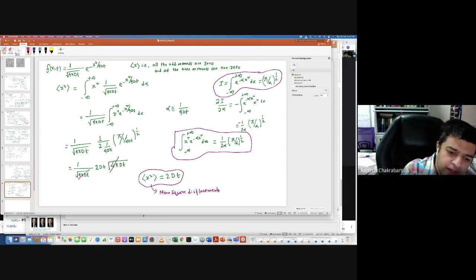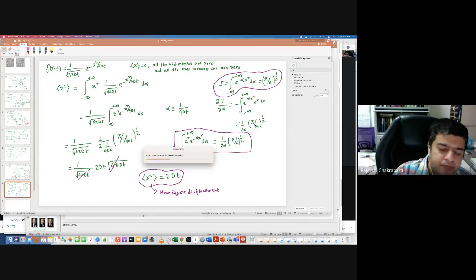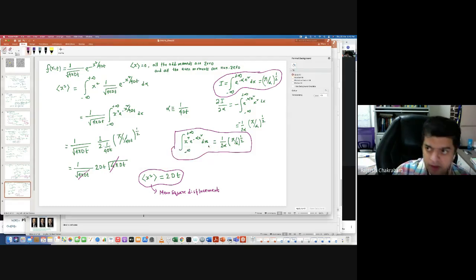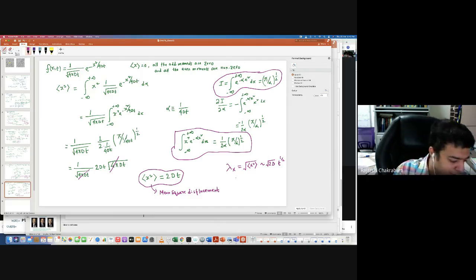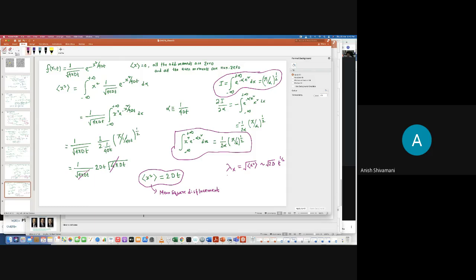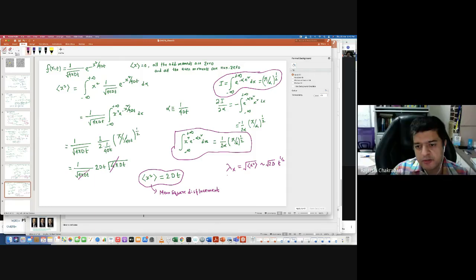But if it is like this, I can always calculate what is known as the square root of this, which is going to be root 2Dt. Is this clear? This is the mean displacement rather. Yes, sir. This is the mean displacement.